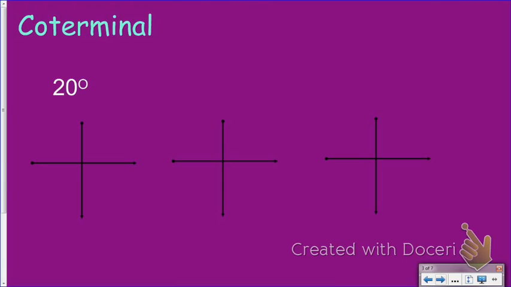So now we're going to look at a word that we've actually already used here without even knowing it. This new vocab word is called coterminal. Coterminal angles are angles who share a terminal side. So they share a terminal side, and by sharing the terminal side, that really means they end in the same place.